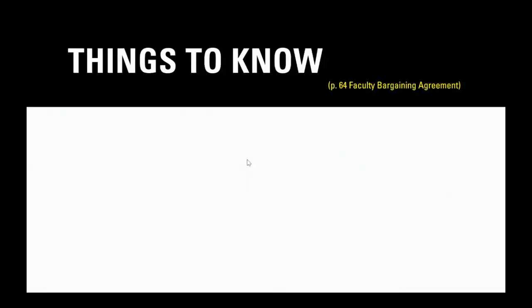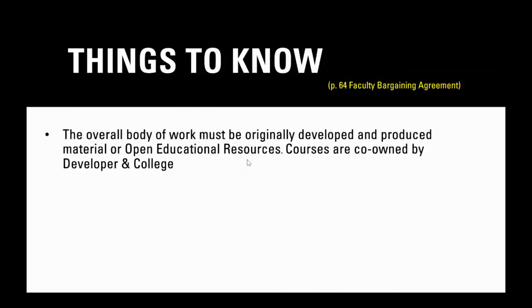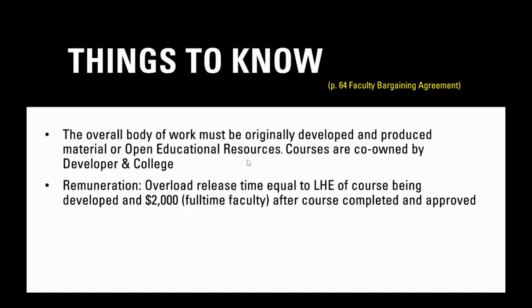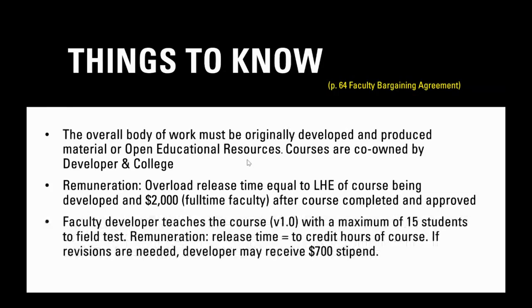Some things to know, and these are listed on page 64 if you are a faculty member in the bargaining agreement. As I mentioned earlier with the OER resources, the overall body must be originally developed by you. And when you develop a course for Triton, it is co-owned by you as the developer and the college. Remuneration: you get an overload release time equivalent to the lecture hour equivalent of the course being developed, and $2,000 if you're a full-time faculty after it's completed and approved.